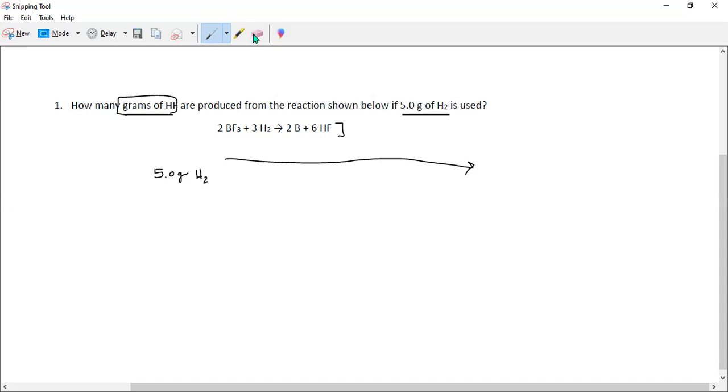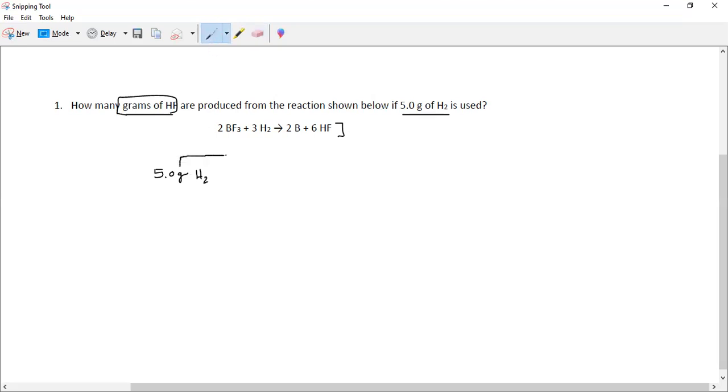And so the idea is that if you convert 5 grams of H2, if you first convert it to moles, and then convert those moles to HF moles, and then convert those HF moles to grams, that's eventually going to be us moving towards answering the question.